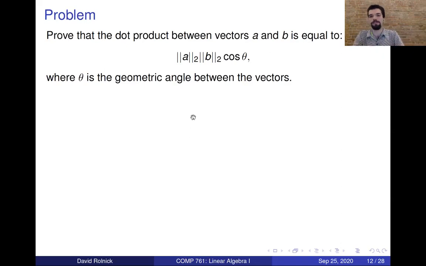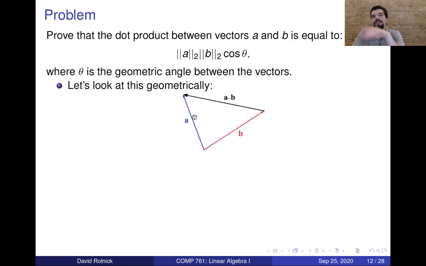Let's draw a picture. If something is fundamentally geometric, then we should definitely be looking at it geometrically. And I'm not putting axes on here because these vectors could live in any number of dimensions. They could be in n-dimensional space, but in n-dimensional space, there is an angle between them. So we're looking at basically the two-dimensional plane in which these two vectors live.